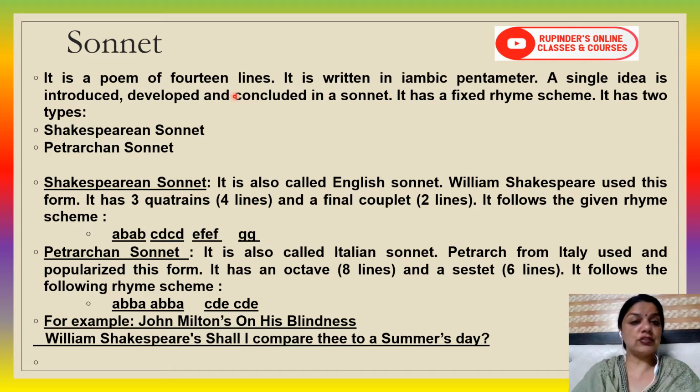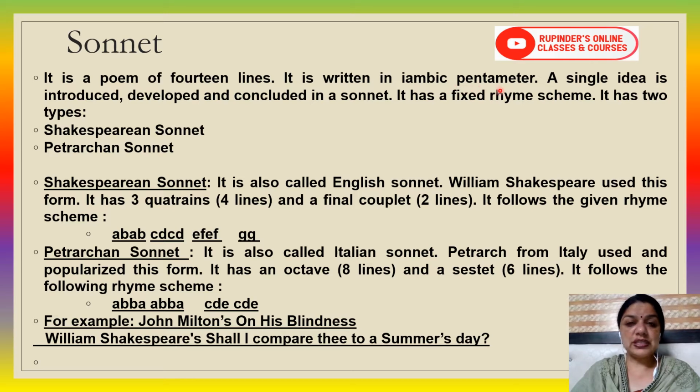तो sonnet क्या है? 14 lines की poem है. It is written in iambic pentameter. ये iambic pentameter में लिखी जाती है. इसका मतलब होता है अगर एक लाइन में 10 syllables हैं. Syllable का मतलब table. So the word table has 2 syllables. Nation has 2 syllables. Nation.